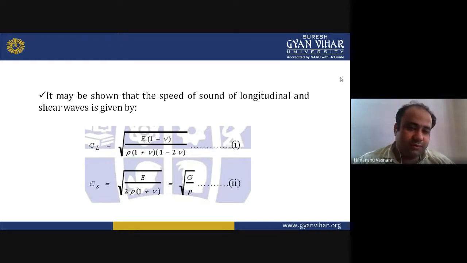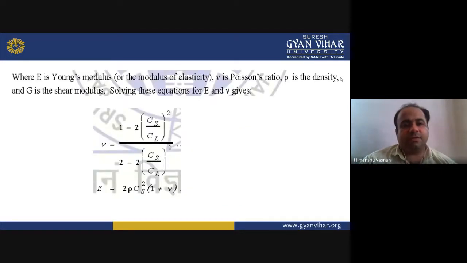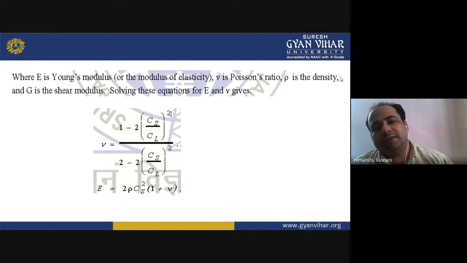The speed of sound of longitudinal and shear waves is given by CL equals the square root of E into (1 minus v) upon rho into (1 plus v) into (1 minus 2v), and CS equals the square root of E upon 2 rho into (1 plus v), which equals the square root of G upon rho. We have discussed this formula earlier also. Here E is the Young's modulus or modulus of elasticity, v is the Poisson's ratio, rho is the density, and G is the shear modulus.